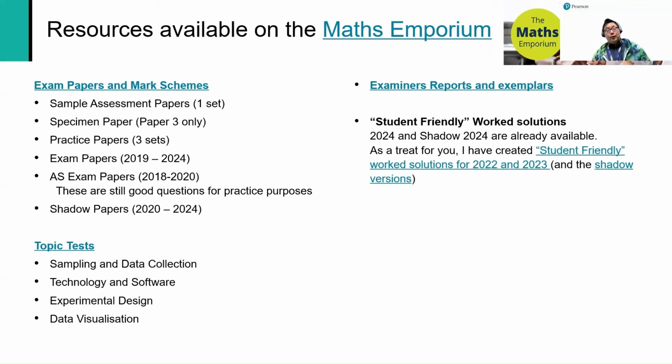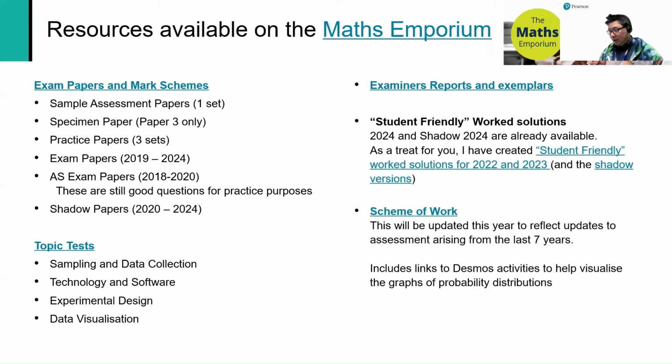There are the 2024 and the Shadow 2024 are already available, but what I have done is I've given Pearson my copies of 22 and 23 as well, so we've actually got more things going on there. And the scheme of work, I wrote it 7 years ago, 8 years ago, actually. It needs updating. It has been updated. We are still just going through the final things, so that should hopefully be released in the next few weeks or so. It will include links to Desmos activities to help you identify the graphs, but in terms of everything there, the scheme of work should hopefully come out soon, which will hopefully answer quite a lot of the questions that some people have written in the chat.